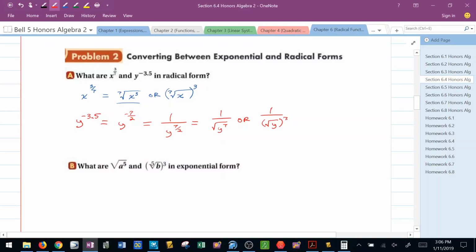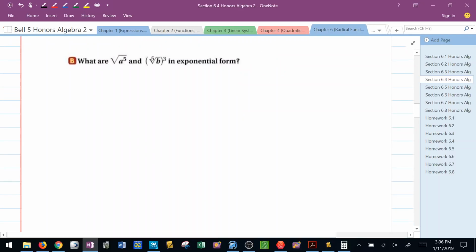It totally doesn't matter. All right? Now, we would then go further with this, but all that they asked us to do here was convert it. They didn't ask us to also simplify it. Okay? Let's take a look at these next two. It says, what are the square root of a to the 5th and the 5th root of b to the 3rd written in exponential form?